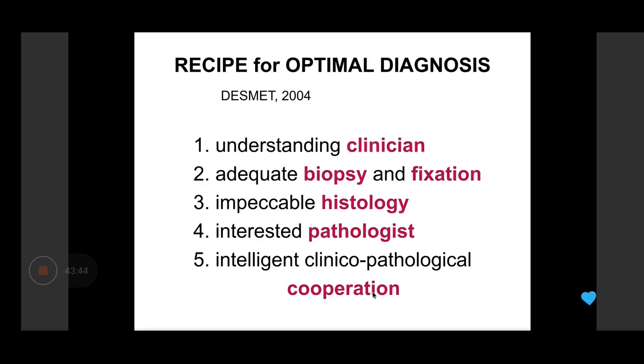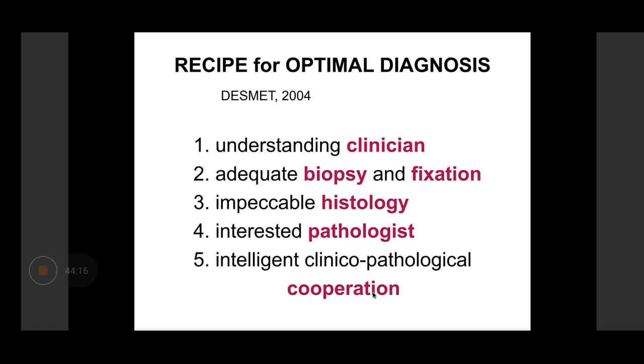So finally, to end this lecture, and then I'll take up Abhinav's question. What is the recipe for an optimal diagnosis? One, an understanding clinician. That is, he must understand and take all the relevant history. This is not really related to the lecture I've taken, but this is something that all of you must know, because 95% of you are going to become clinicians, and 5% are going to become pathologists. Therefore, all of you need to know this.